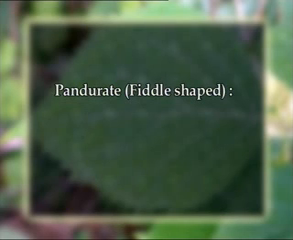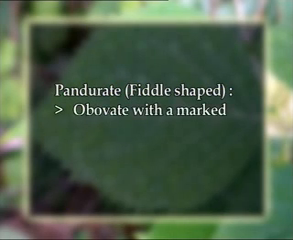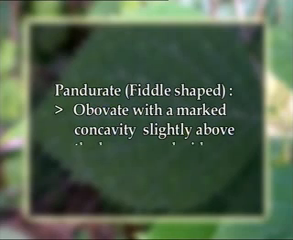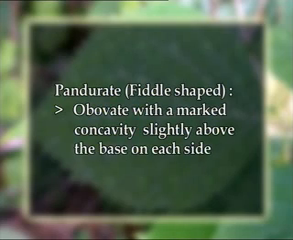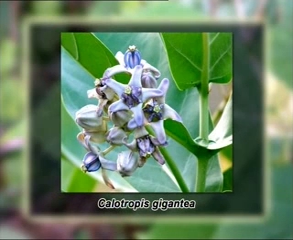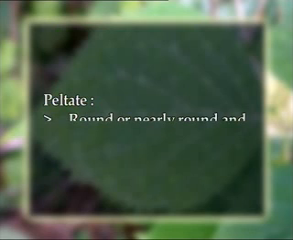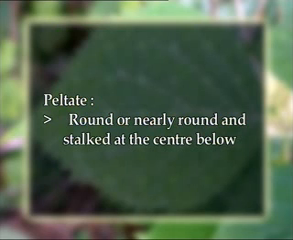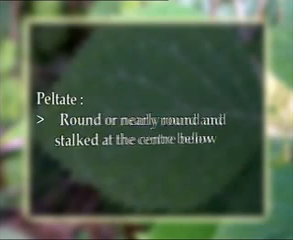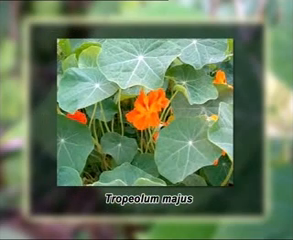Pandurate, fiddle-shaped, obovate with a marked concavity slightly above the base on each side. For example, Calotropis gigantea. Then peltate, round or nearly round and stalked at the center below. For example, Tropaeolum majus.